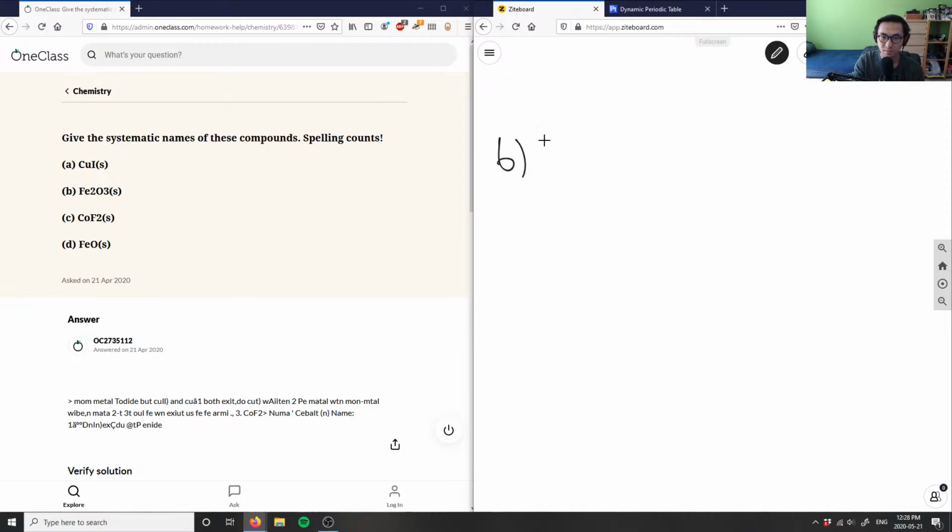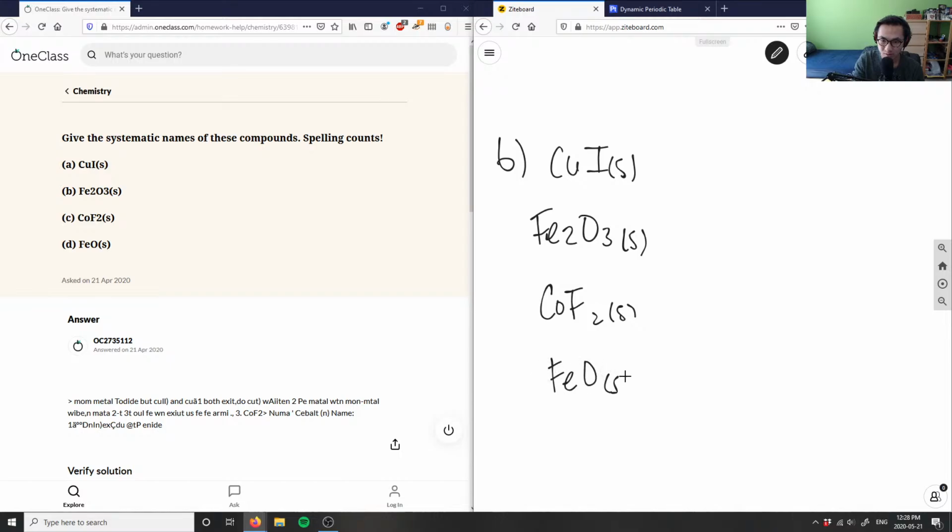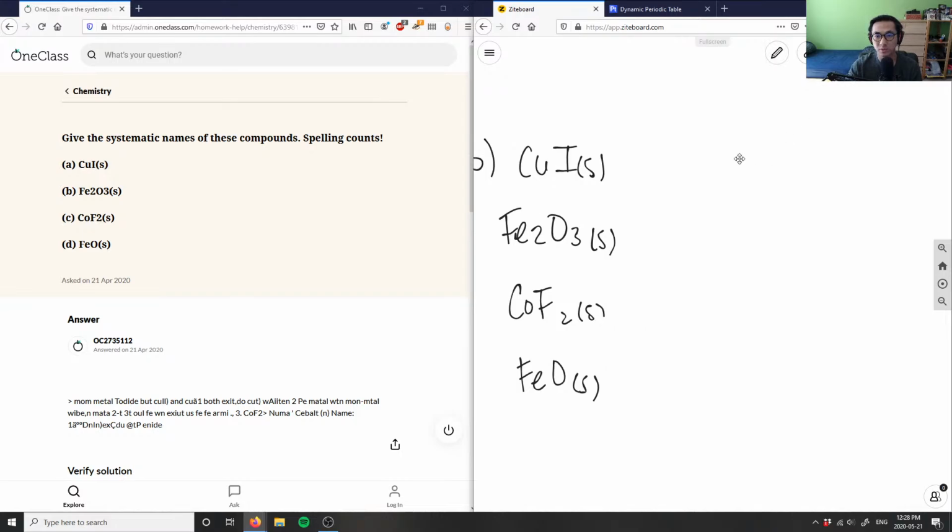So I want the names. So name each compound. So I have CuI in a solid state. I have Fe2O3 in a solid state. I have COF2 in a solid state, and I have FeO in a solid state here. So what I want to do with these compounds, if I want to name these, the trick to this question is these metals here.